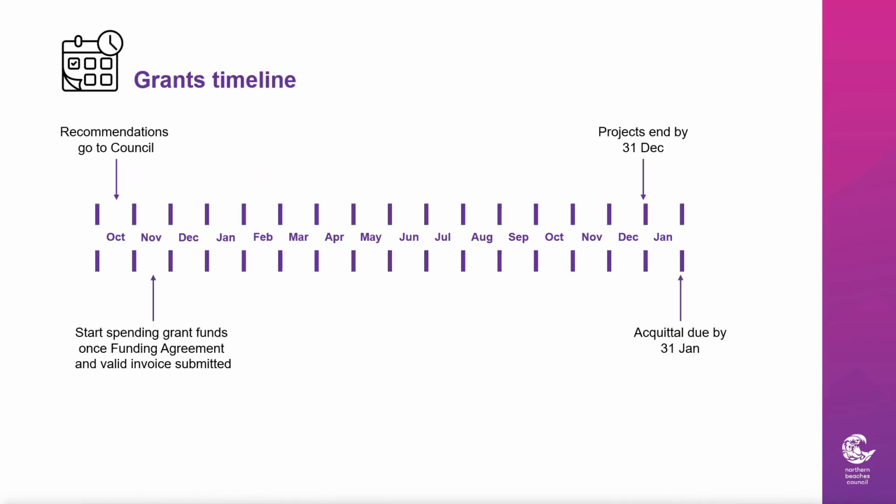First, let's look at the overall timeline for projects. The assessment panel's recommendations are due to be submitted for approval at the October Council meeting. Projects that are approved will receive a funding agreement to complete in Smarty Grants. Once you agree to the funding agreement and submit a valid invoice, you are able to spend the funds provided through the grant. Please note that any expenses that occur before the funding agreement and valid invoice are submitted are ineligible to be paid for by the grant.